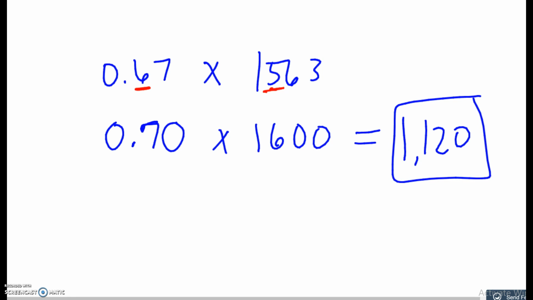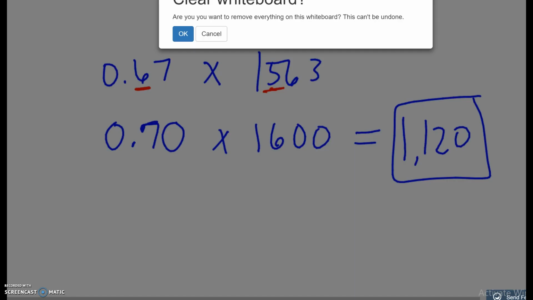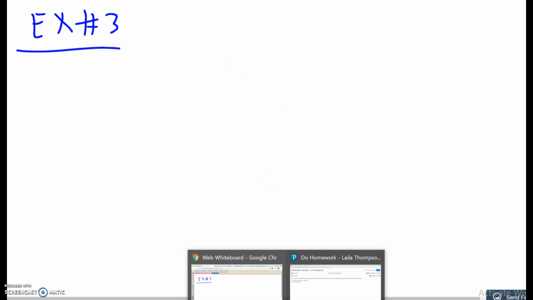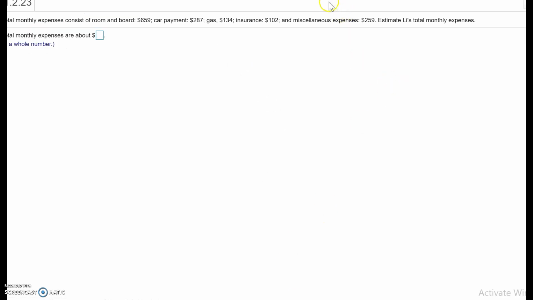Let's look at another example. This will be our example number 3, and I'm going to pull up the actual question from the homework. Okay, again, this is still from section 1.2. So bear with me, please, while I toggle between the different screens because I'm trying to make this video at home. All right.